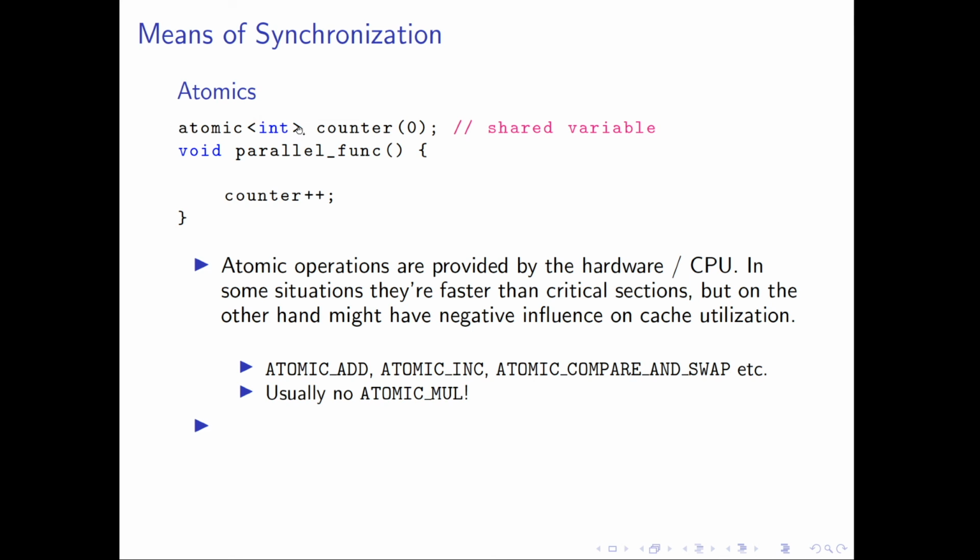So regardless of how the API works, atomic operations are provided by the hardware, and this is what makes them different than critical sections, as they are a means that is provided by the actual hardware. Atomic operations can actually be quite fast and lightweight. The only caveat being that they, under some conditions, can have a very negative influence on caches.